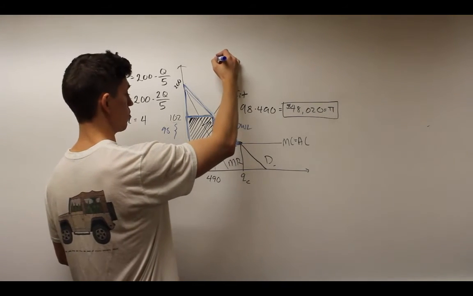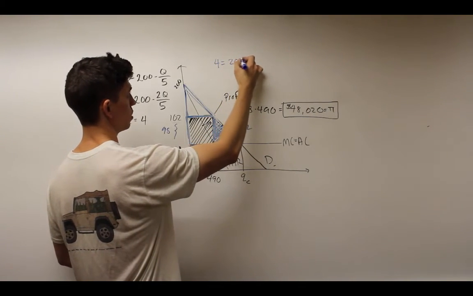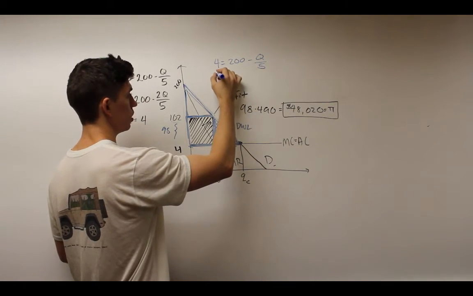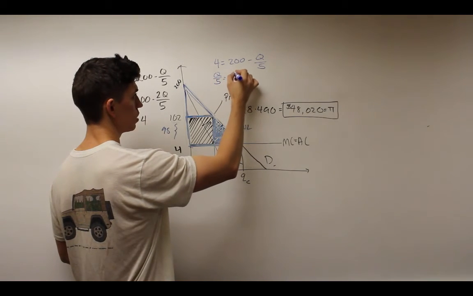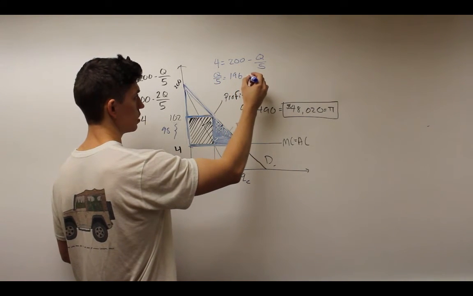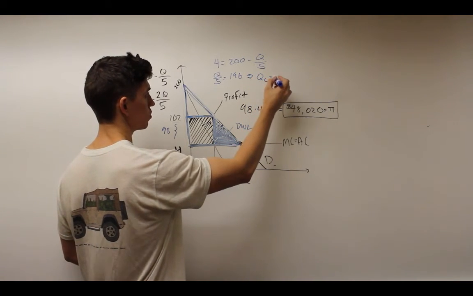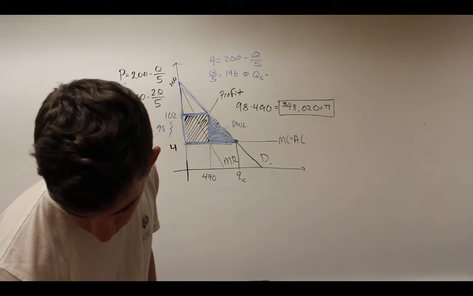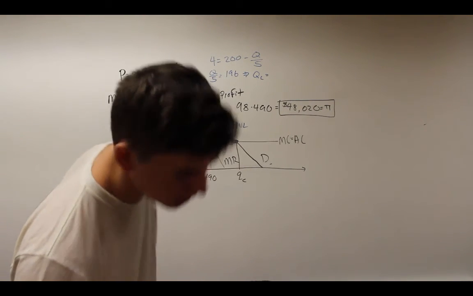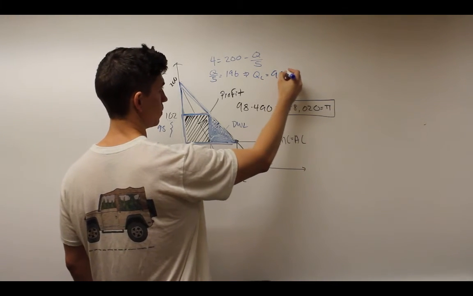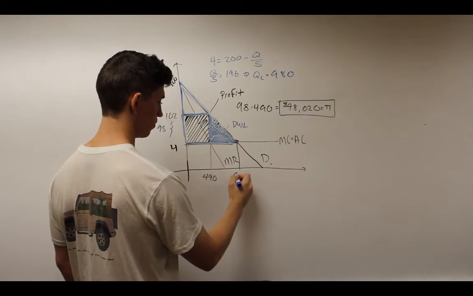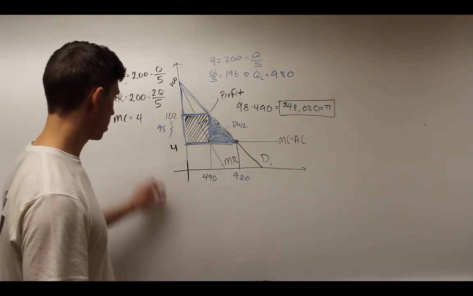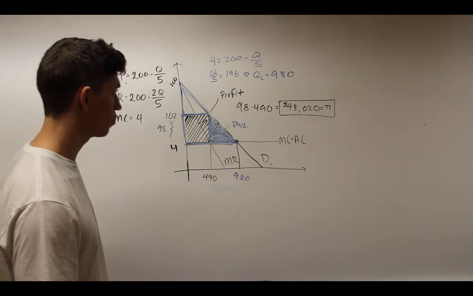So that will be marginal cost, which is 4, equals 200 minus Q over 5. So Q over 5 equals 196, which means that QC is equal to 196 times 5, which is, let's see, that is 980. So 980 right here. Okay, so now I have everything I need to find my deadweight loss, just the area of this triangle.